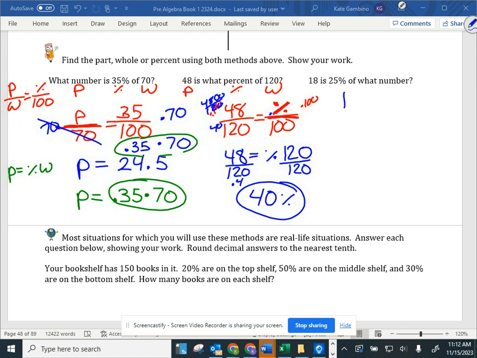18 is what? Is 18 the part, the whole, or the percent? 18 is 25%. We know that's percent of what number? That's our whole. So we have 18 is the part over the whole equals 25 over 100. We want to get the W by itself. This way gets a little complicated, trying to get that W by itself because it's on the bottom. So it might be easier if we set it up with the equation.